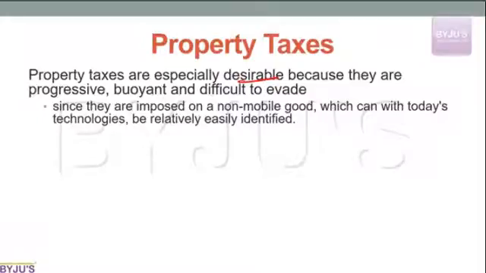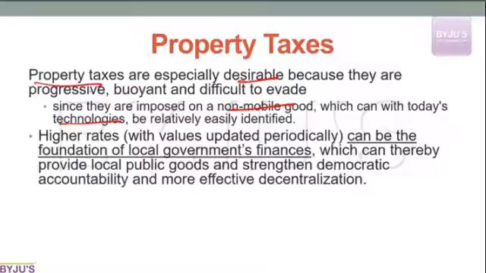It is desirable, first of all, because it's progressive, because the rich people tend to own more land. It's buoyant because it increases with income. Difficult to evade because it's a non-mobile good. You can't hide land, not in a locker. And with today's technology, GPS mapping, etc., it is very easy to identify land. So it is a tax which is easy to apply. Because of those things, property taxes should be considered, is what the Economic Survey says.